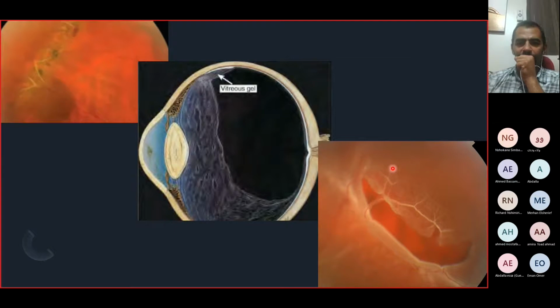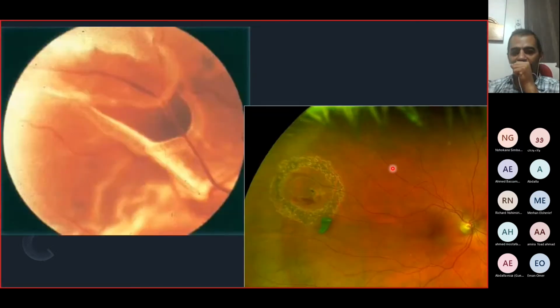Okay. So you have a patient who presented to you in the ER with sudden flashes and floaters, and you examine the fundus and you find something like this. What is this? Horseshoe tear. What is this? This is a bridging vessel. It's called a horseshoe tear on a bridging vessel.